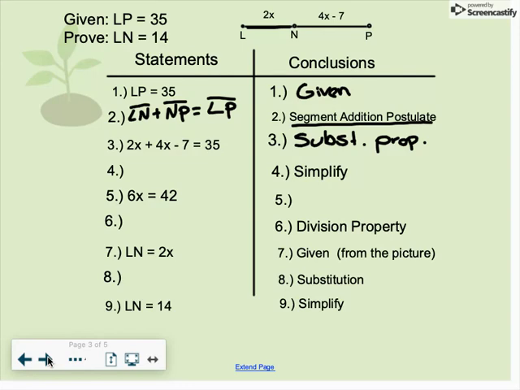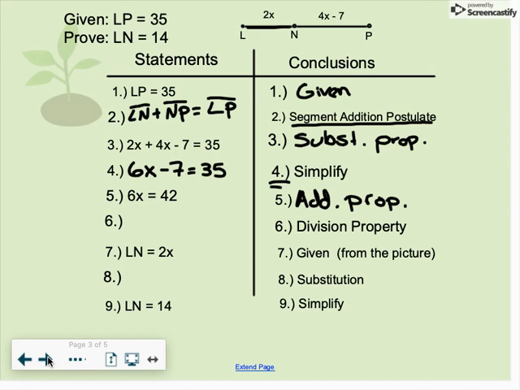So now we look here and we go, okay, what do we have to do? We've got to simplify, looking at the reasoning for step 4. Well, that just means combine like terms. So 6x minus 7 equals 35. So now our next step, we're trying to get to 6x equals 42. Mathematically, what we had to do here is add 7 to both sides. So this would be the addition property.